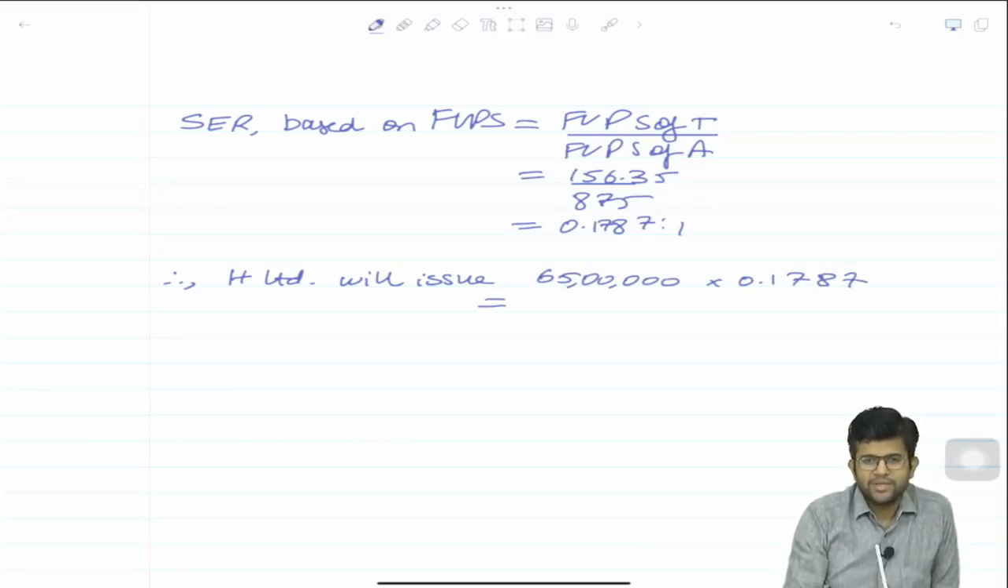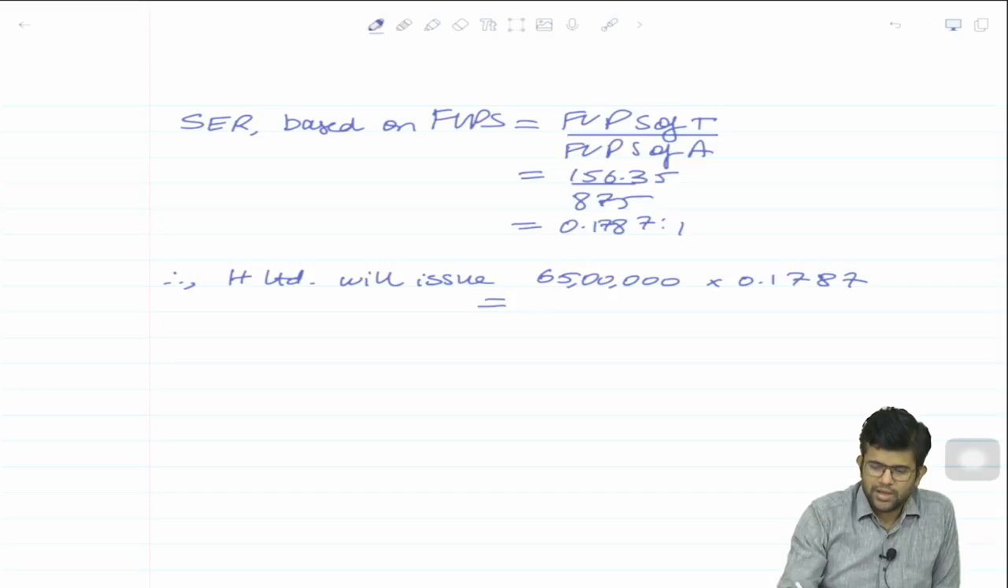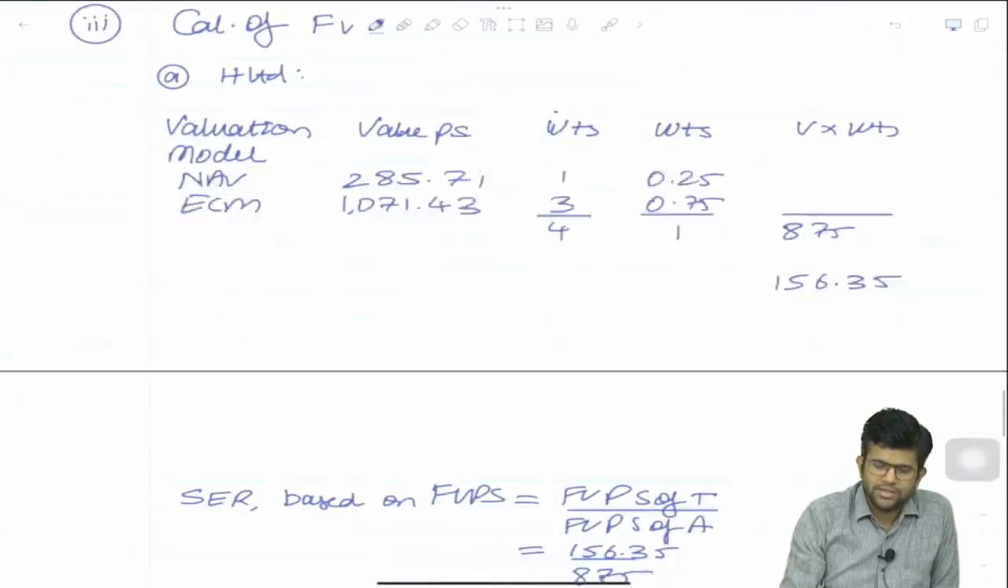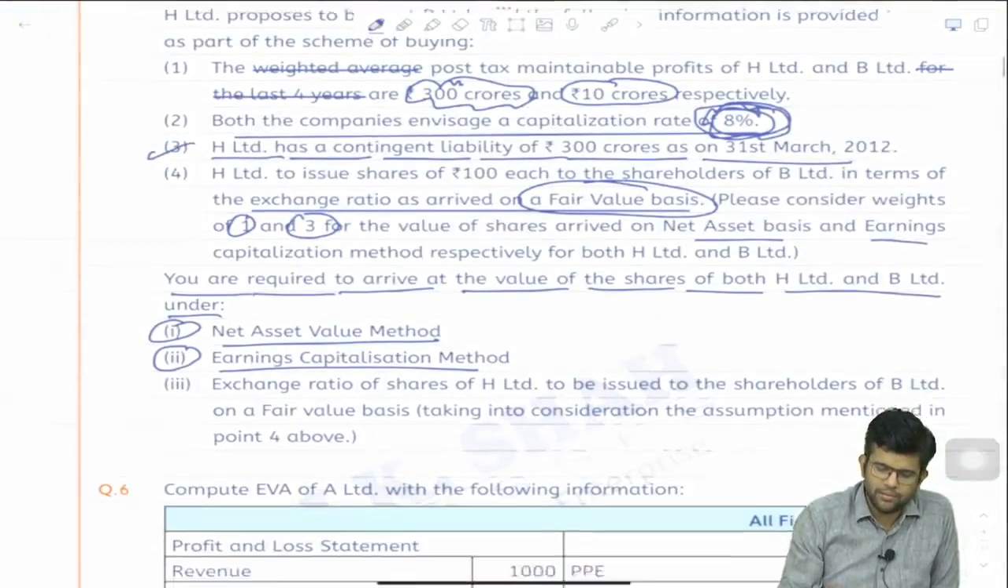I am saying for their one share, I will give my 0.1787. So they are not having one share, they are having 65 lakh shares. So for 65 lakh shares, how many shares should I issue? It will be 11 lakh 61,550 shares. All clear? Following? So this, students, is the question point number 3.